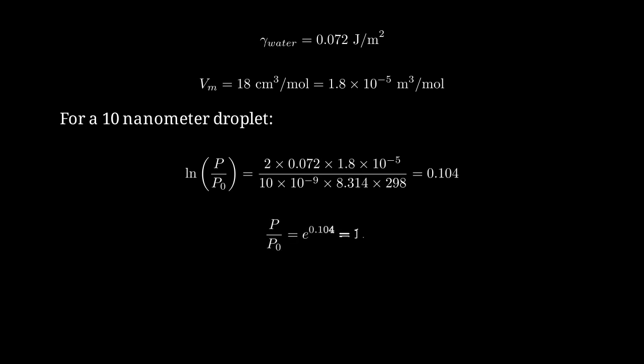Taking the exponential, P over P0 equals e to the 0.104, which equals 1.11. The vapor pressure is 11% higher than over a flat surface. This is why small droplets evaporate so much faster. This surface dominance paradox is the foundation of classical nucleation theory, which explains phase transitions.